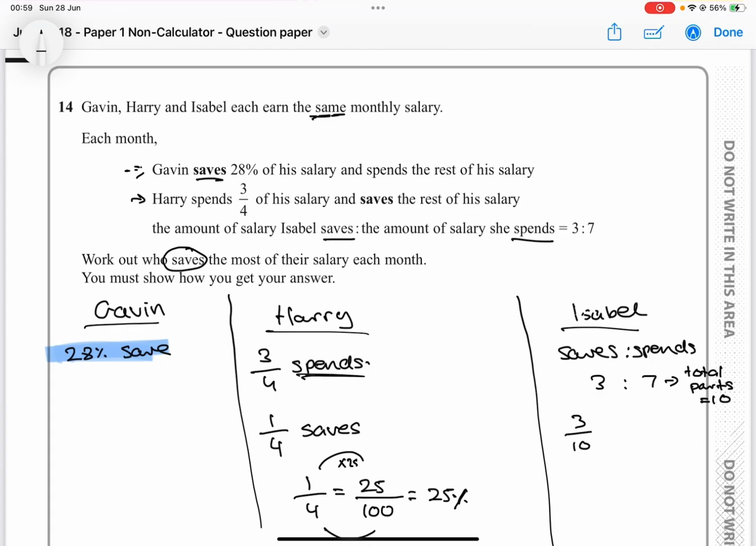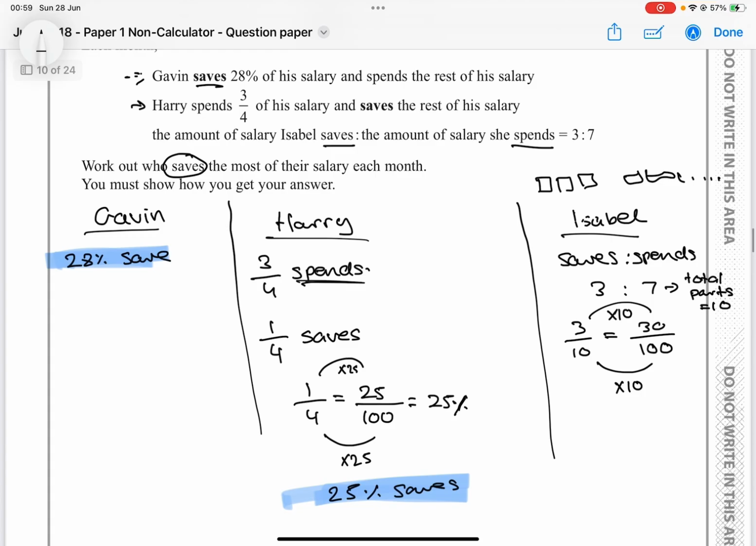Okay, so if I was to do it visually, you'd have 3 parts that she saves and then 7 parts that she spends, okay? So the saving parts is 3 parts. So she saves 3 parts out of the 10, okay? And we just want to convert this to a percentage. So you just multiply by 10 at the bottom. So you multiply by 10 at the top as well. So you get 30. And that is just equal to 30%. So she saves 30%.